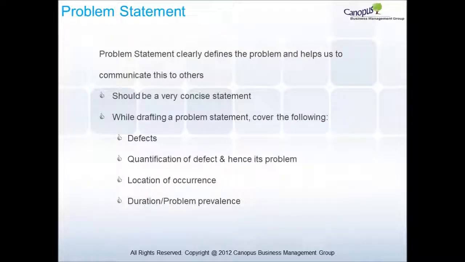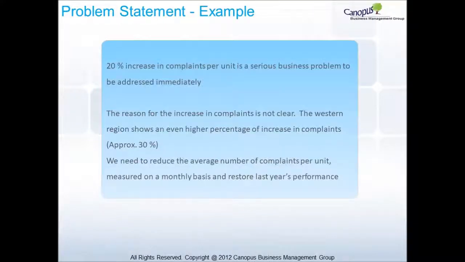Problem statement clearly defines the problem and helps us to communicate this to others. For this reason, it should be a very concise statement. While drafting a problem statement, cover the following elements. The defects that we are targeting to improve. Quantification of each defect and hence its problem. Location of occurrence of the problem. And the duration for which the problem seems prevalent. Please read this example of a problem statement and move forward when you're done.